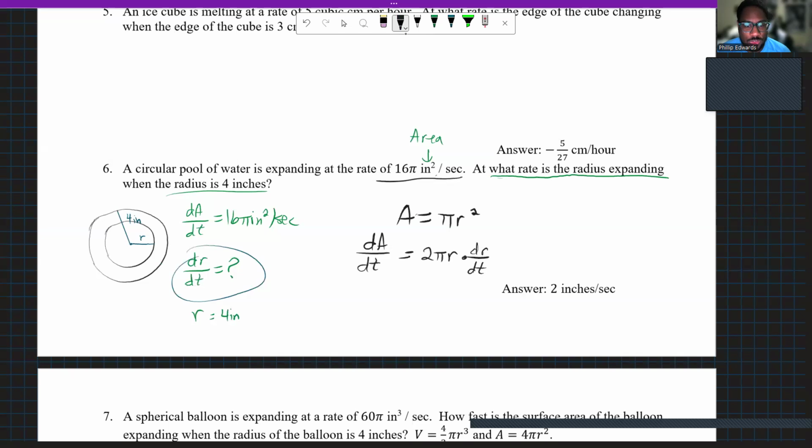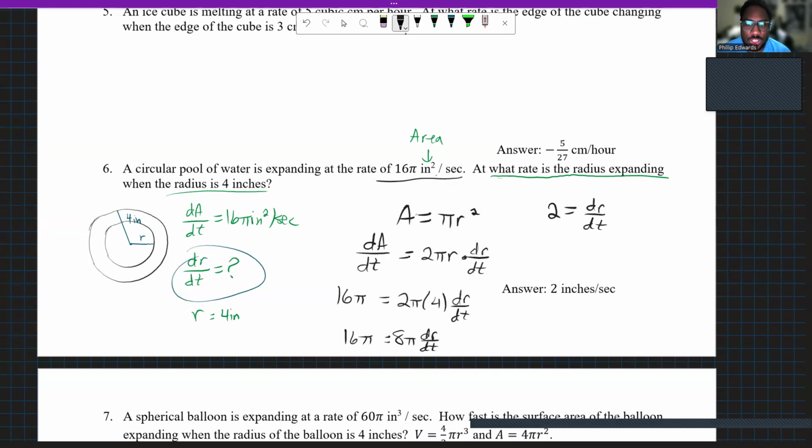It is personal preference whether you want to take the numbers that you have now and plug them in, or solve for this rate first, like dividing everything by this side. I personally am not about to do all that. I'm just going to take my numbers and plug them in. So this is 16 pi equals 2 pi times 4 times the rate of change of the radius. Then this gives us 16 pi equals 8 pi times the rate of change of our radius. Then we divide everything by 8 pi and we get 2 equals the rate of change of our radius, or dr/dt.